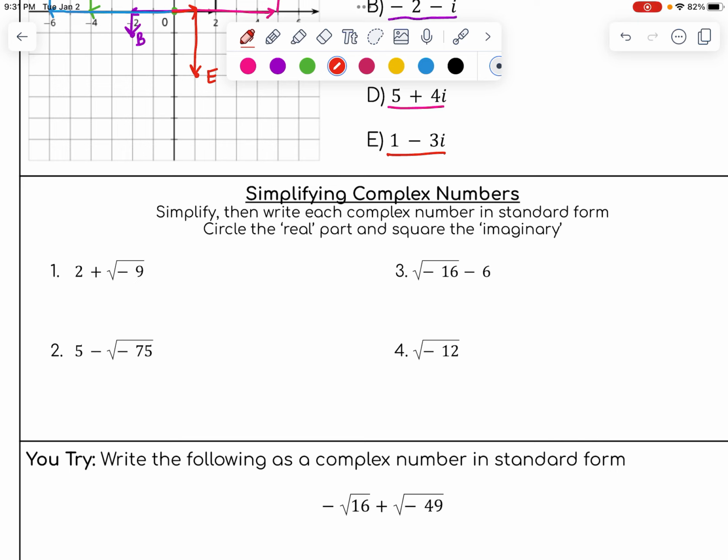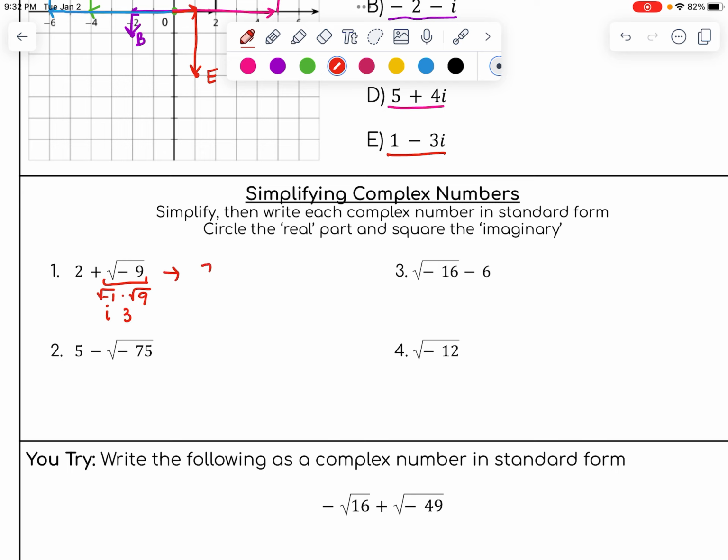So starting with number 1, I have 2 plus the square root of -9. Step 1, I'm going to simplify the square root of -9. Well, we know that we can break this up into more manageable pieces. The square root of -9, I can break up to be the square root of -1 times the square root of 9. And this helps me because I know that the square root of -1 is i, and I know that the square root of 9 is 3.